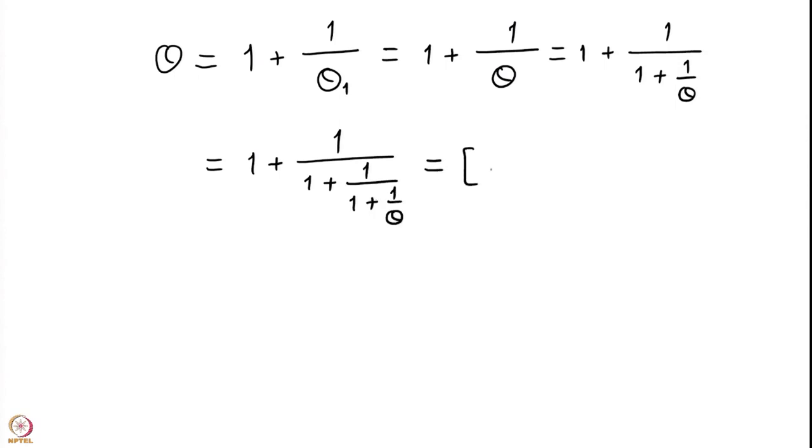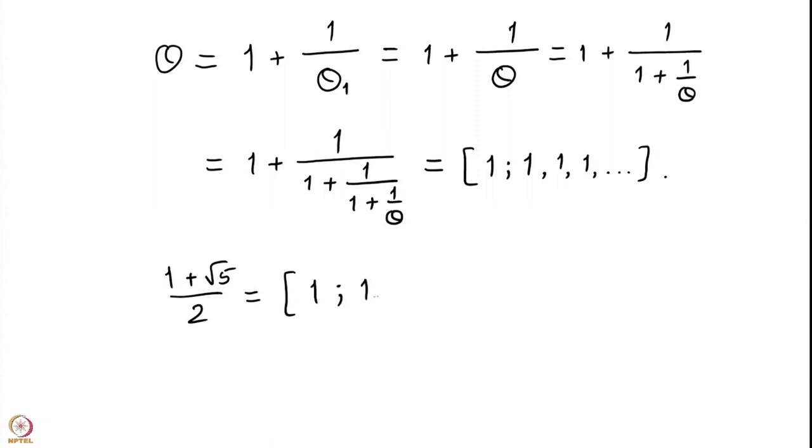So, this is going to be 1, 1, 1, 1 dot dot dot. The continued fraction expansion for the golden ratio is indeed one of the most beautiful continued fraction expansions that we should have, which is 1, 1, 1, 1, 1. And since these 1s are going to just continue as they are, it is customary to denote it by putting a bar on the top of the 1.